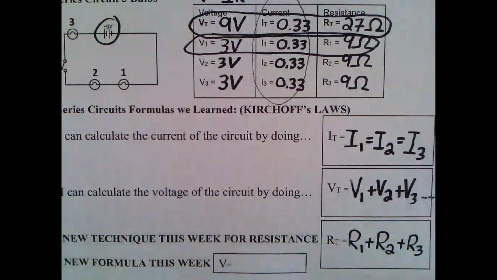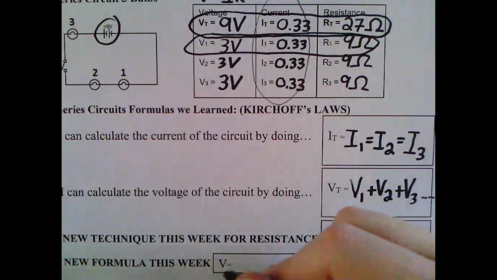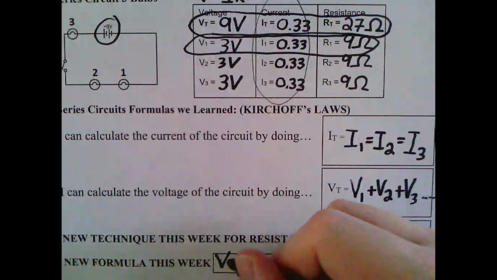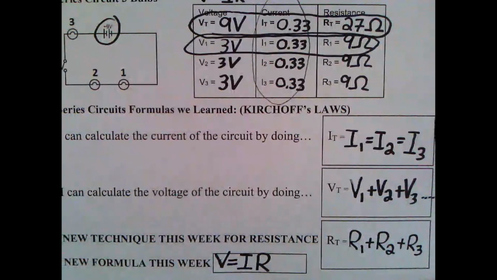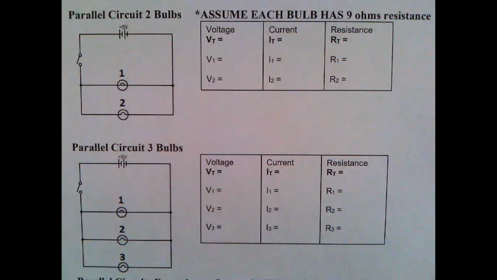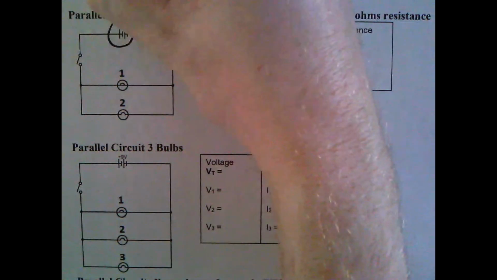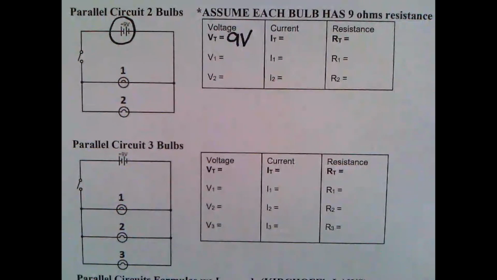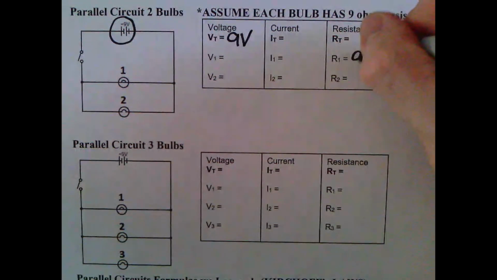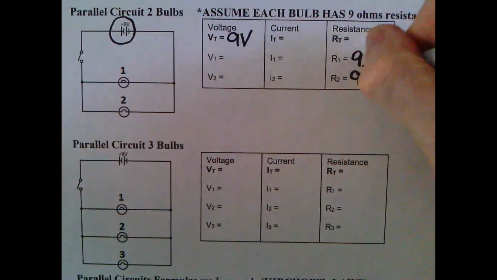So the formula for this week that you're going to find really useful is V equals IR. And I'm going to show you how that's super useful for the worksheets we're going to do this week. Then we have parallel circuits. So again, we're noticing that we have 9 volts coming out of our battery. So that's VT here, 9 volts. And then if we look at our resistance, again, we're assuming that everything is 9 ohms, 9 ohms.